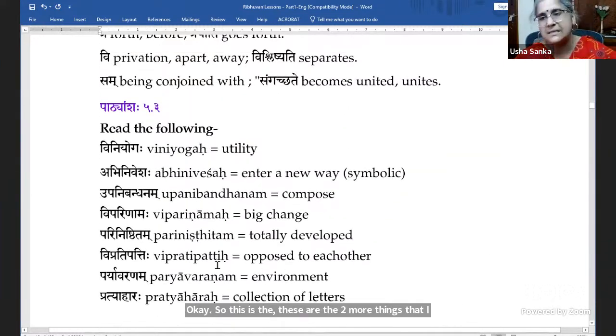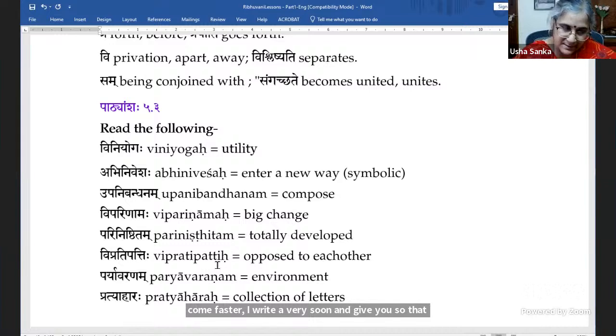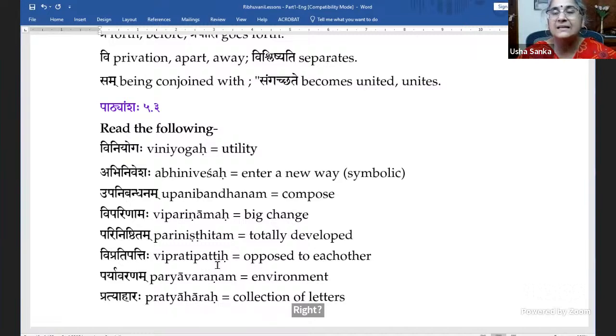So next time the exercises will come faster. I'll try to do it soon and give you so that you can understand. So in this, what is the take home point? What is the point that you should remember throughout? That upasarga is added at the left of the dhatu first. Upasarga has a capacity to change the meaning of the dhatu second.